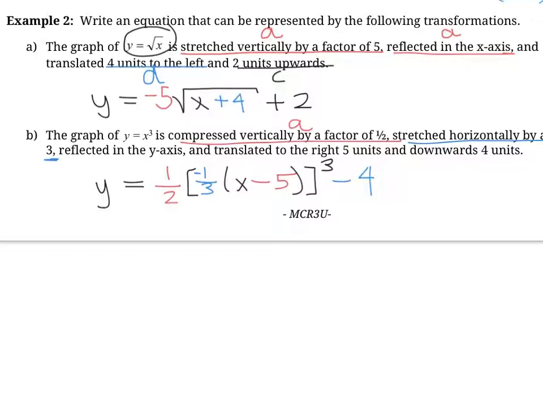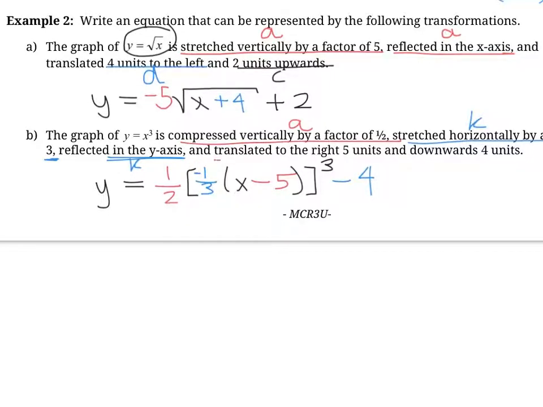So stretched means that the absolute value of the k value must be less than 1. So we know that if what we're multiplying all the x's by is 3, the original k value must have been 1 over whatever that is, and that's 1 over 3. Then we know that it's reflected in the y-axis. That's also part of our k value, because if it's a reflection in the y-axis, that means all of the x values have changed, and so we are going to make that k value negative.